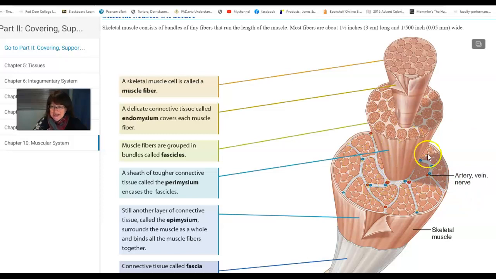Notice also that inside each muscle there is a really good blood supply, arteries and veins, and then also a good nervous supply.